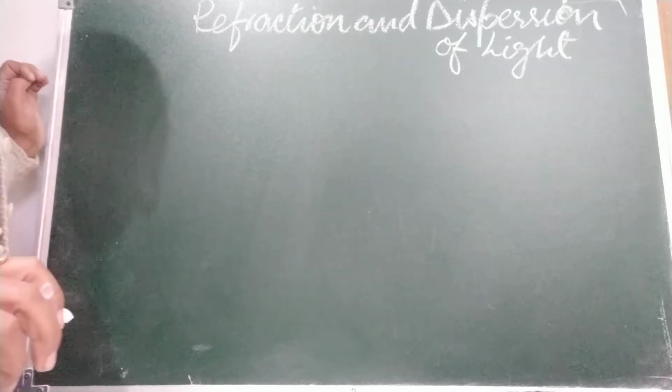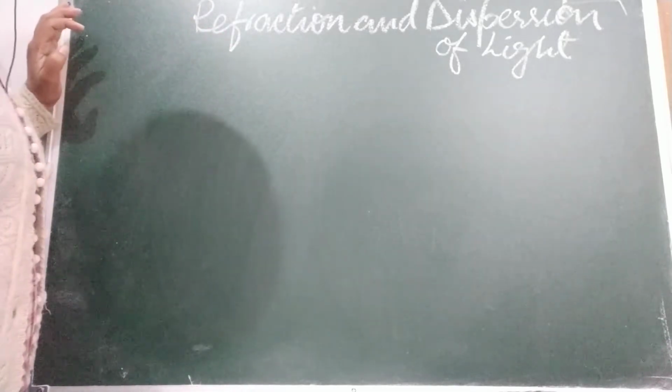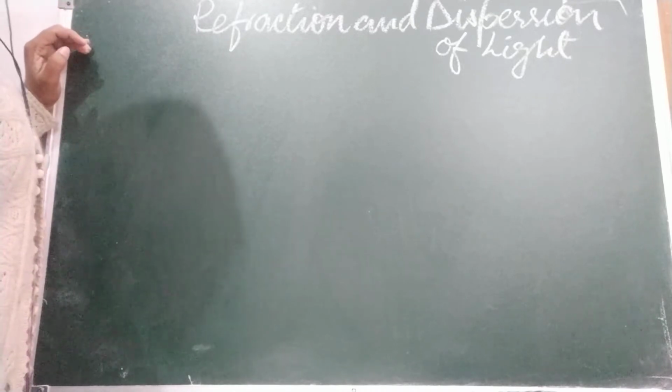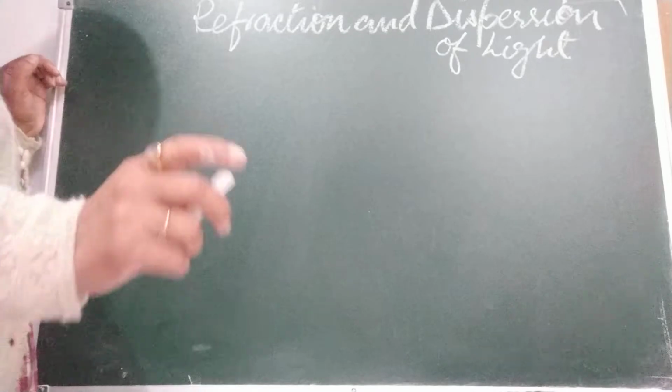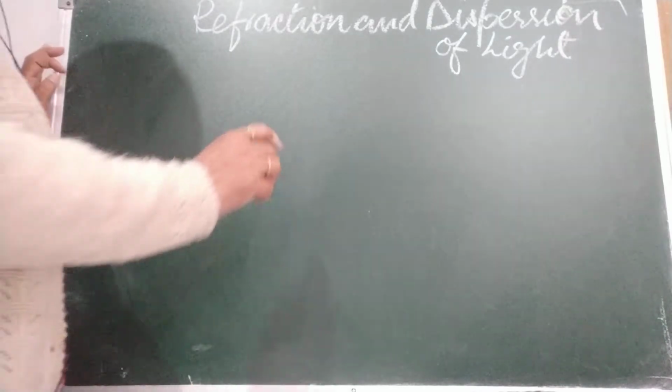Hello children, today we are going to discuss refraction and dispersion of light. Children, first, what is refraction? What happens, children, when light enters from the rarer medium to the denser medium? It bends, okay? The bending of light when it passes from one medium to another is called refraction.